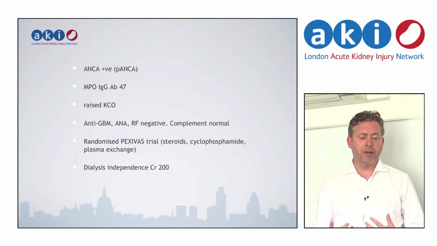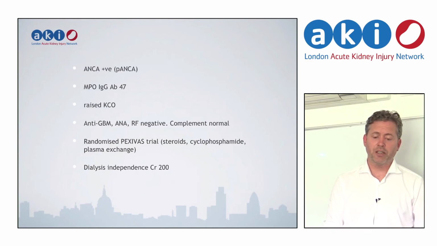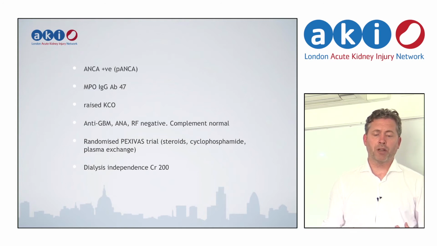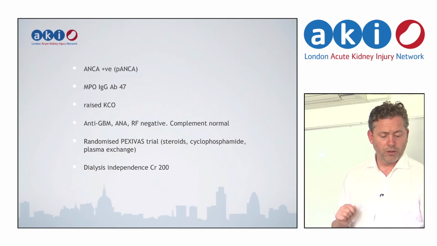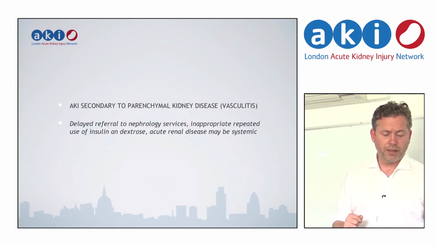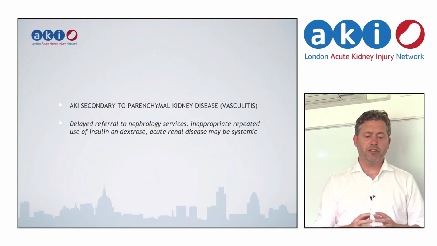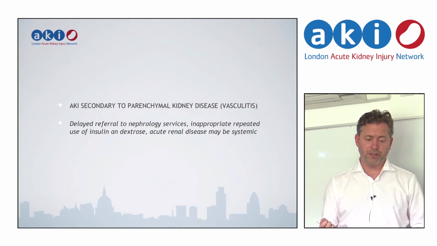They were randomised in a study. They received immunosuppressive therapy with steroids, cyclophosphamide and plasma exchange. They recovered, although they were off dialysis, with the baseline serum creatinine substantially higher than the original baseline value. So this is AKI secondary to parenchymal kidney disease, vasculitis. We need immediate referral to nephrology services.